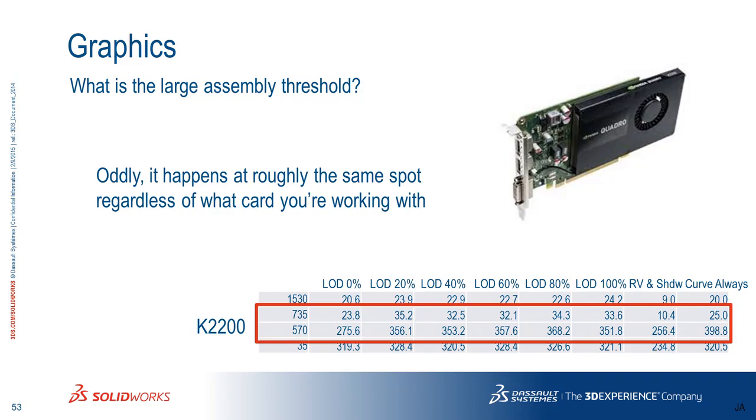You can see we started off with that 570 assembly. We're in the 275, 350 range for frames per second. And this is looking at level of detail from 0 all the way up to 100%, looking at real view, shadows turned on, and curvature generation turned on as well. And we can see when we jump up to that 735 level, we're not sure if it's number of components or depth at that point in time. This is some of the next stuff that we're going to start investigating. Our frames per second drop down. You can see we're down into the 20s and 30s at that point in time.